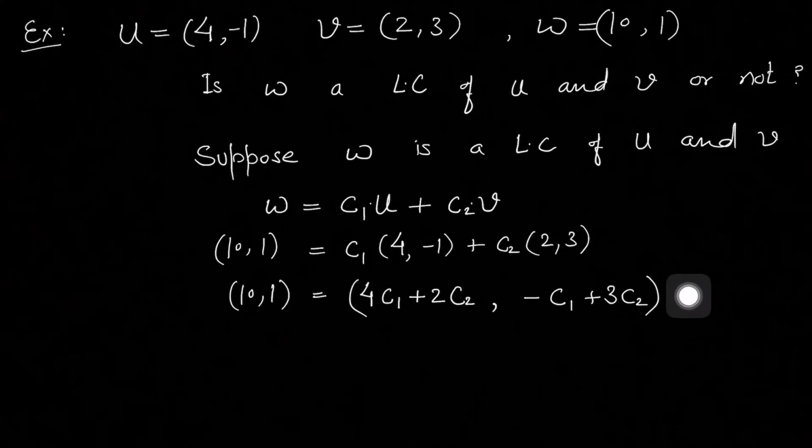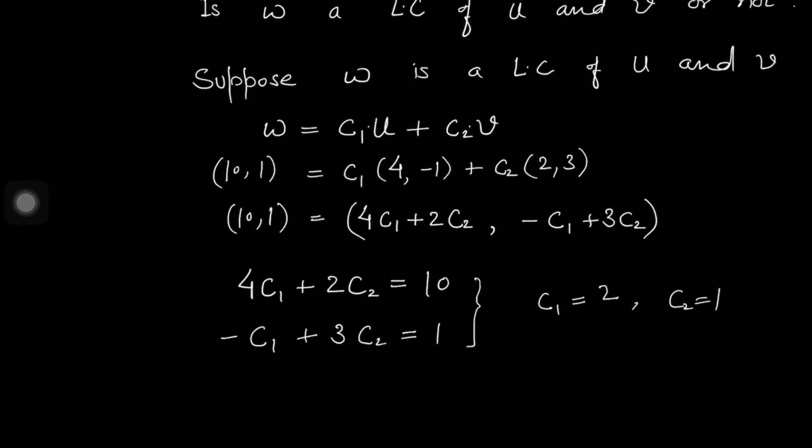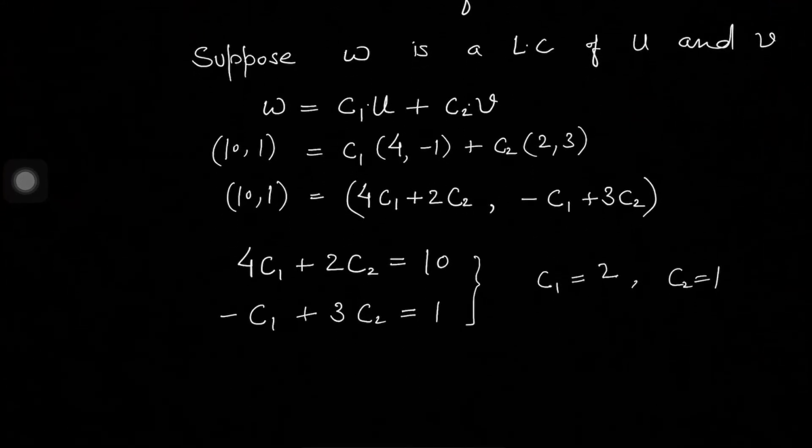We just studied equal vectors. Two vectors are equal only when their corresponding components are the same. That means the first component equals the first component, and the second component equals the second component. So we have these two equations. Simplify these two equations, and you will get the value of C1 as 2 and C2 as 1.